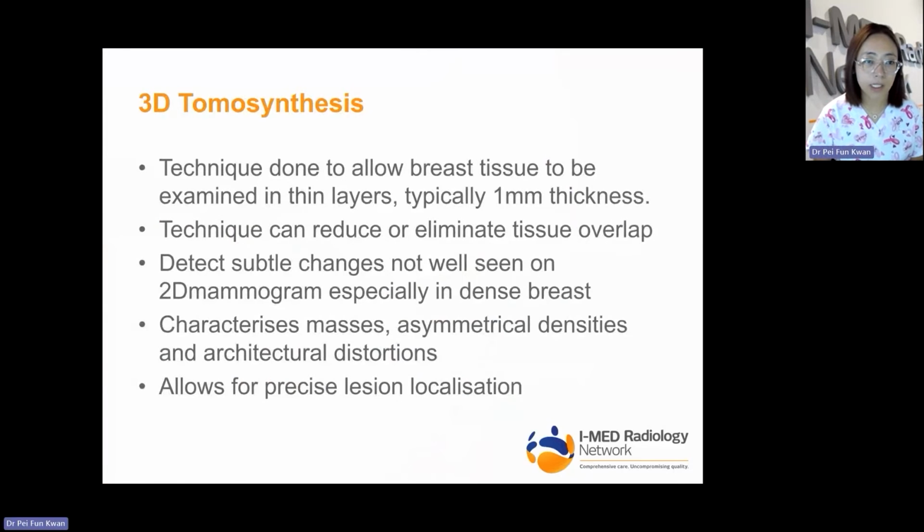So I'm going to talk about 3D tomosynthesis and how it is different to 2D mammogram. It's a technique to assess the breast tissue in thin layers, typically 1 millimeter slices, and it's used to help us see what's inside the breast in detail. It often shows the abnormality better compared to 2D mammogram, and it helps us to locate the lesion. Is it in the lateral breast or medial breast, superior breast or inferior breast? It gives us more information than the 2D mammogram.